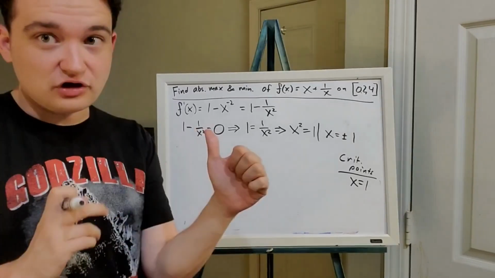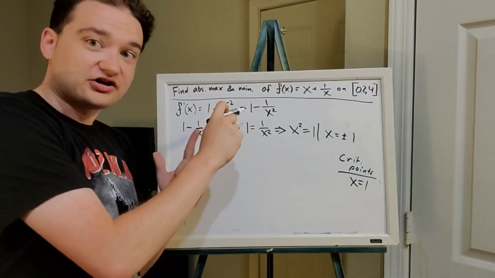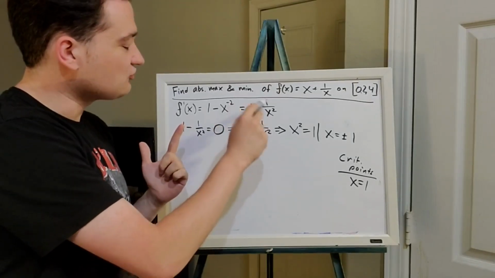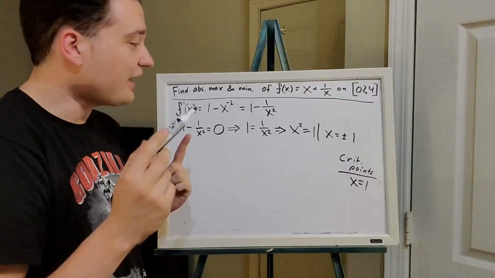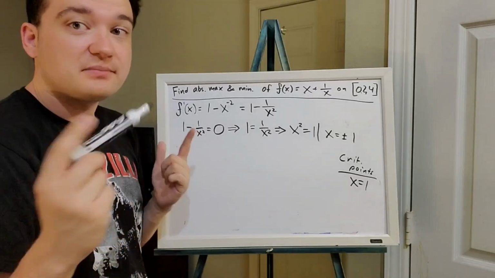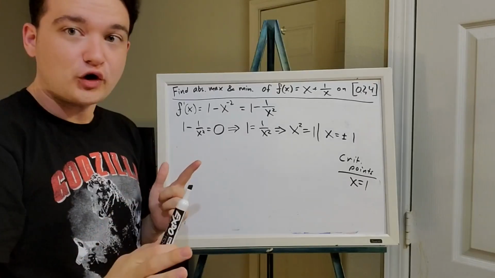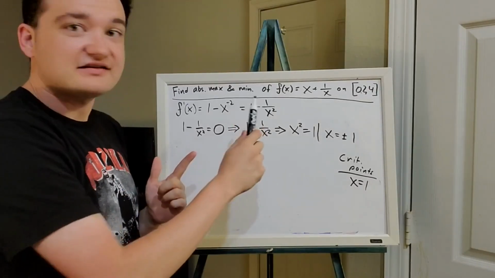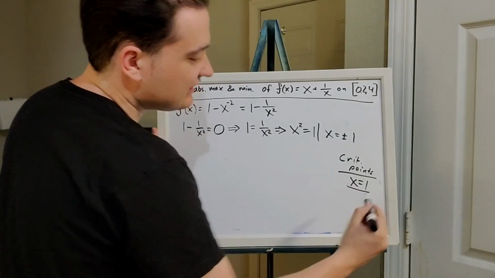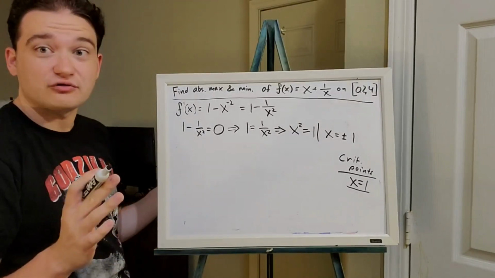Well, there's no natural logs. There's no square roots. There is a denominator, but this function does not exist when x equals 0, because we have a 0 in the denominator, right? But 0 is not in our interval. So we don't need to worry about x equals 0. The only point we're concerned with, it seems, is x equals 1. That's it.